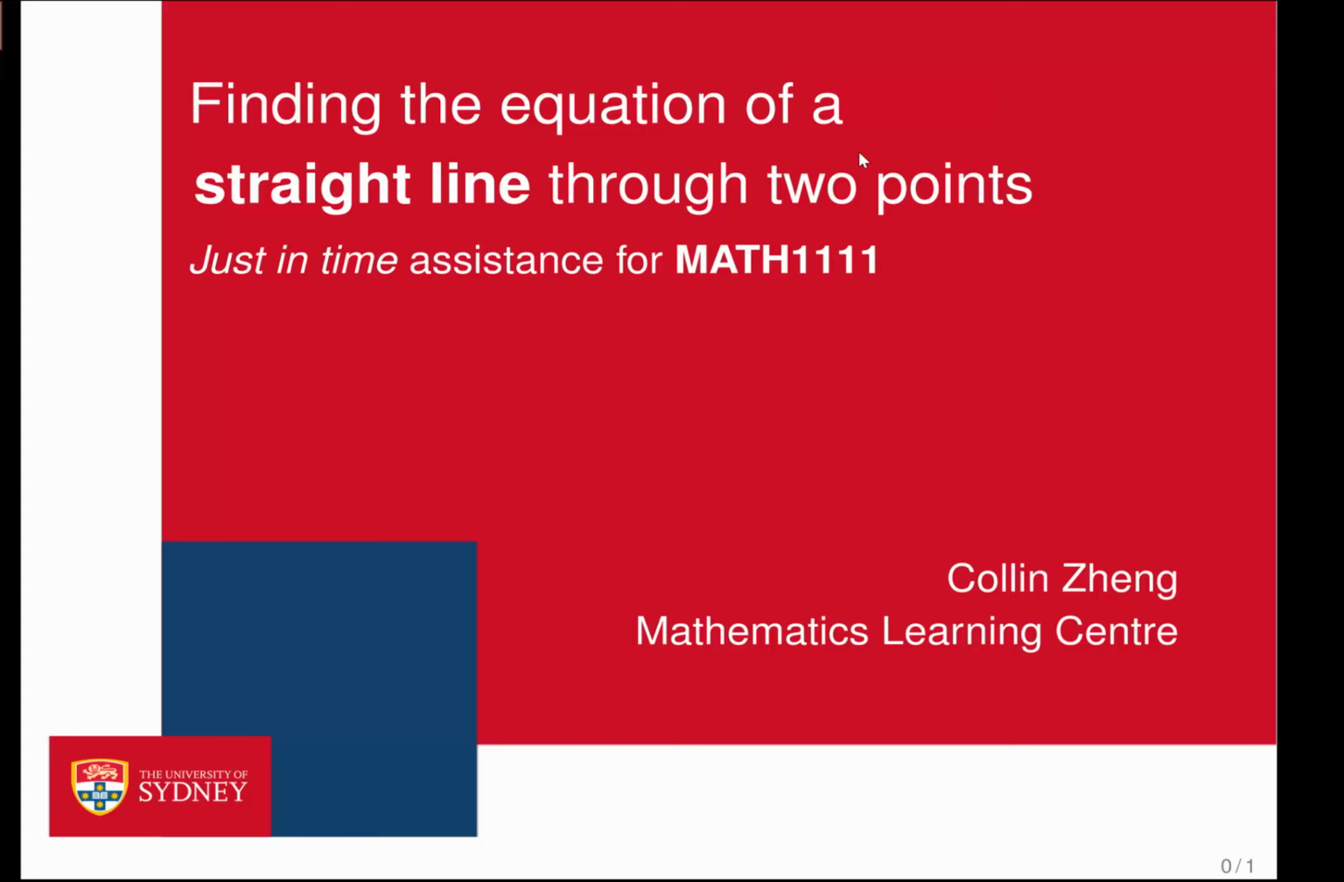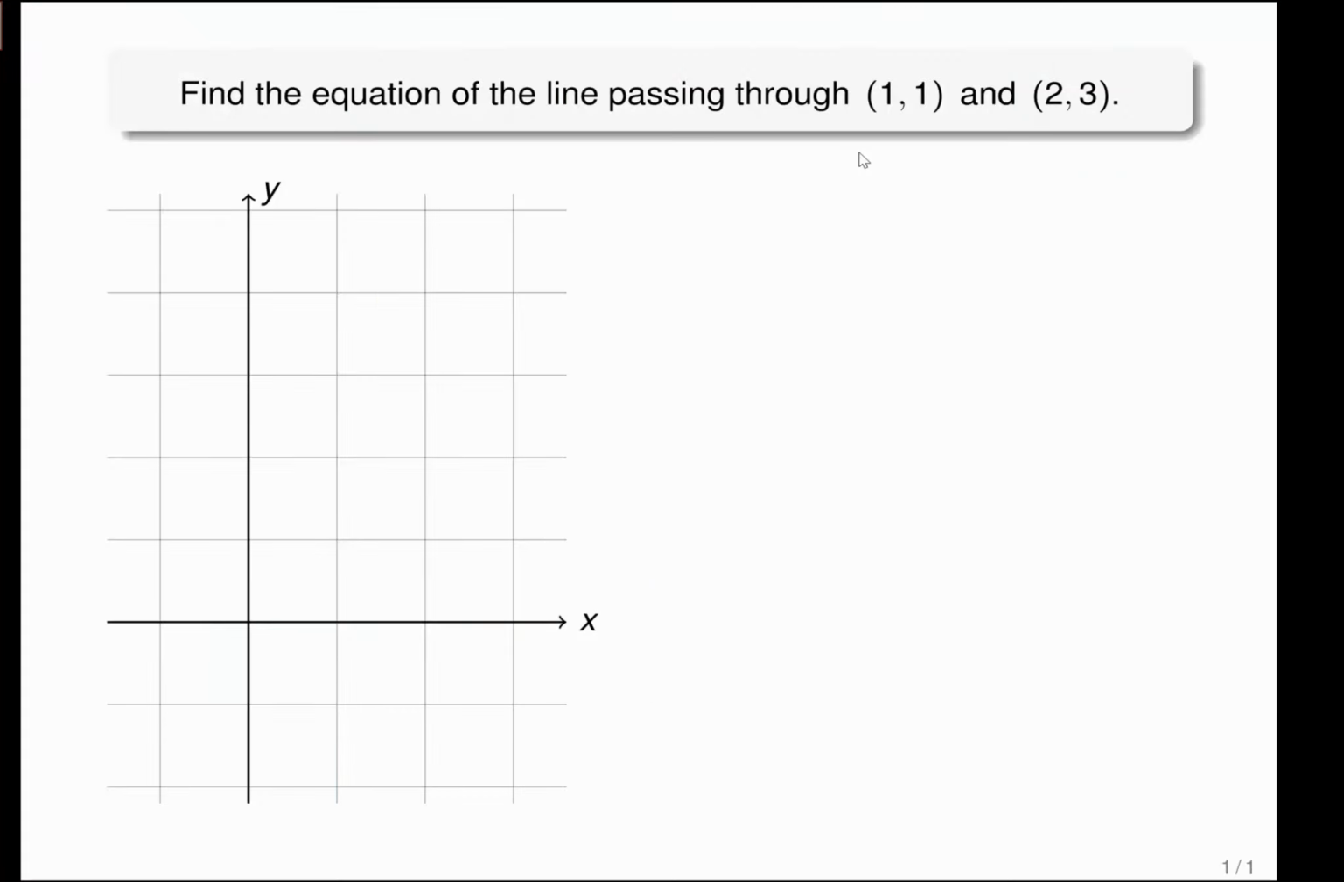Hi, my name's Colin. In this module, we're going to find the equation of a straight line through two given points. The question we posed is the following. Given the 2 points (1, 1) and (2, 3), find the equation of the straight line that goes through both these points.